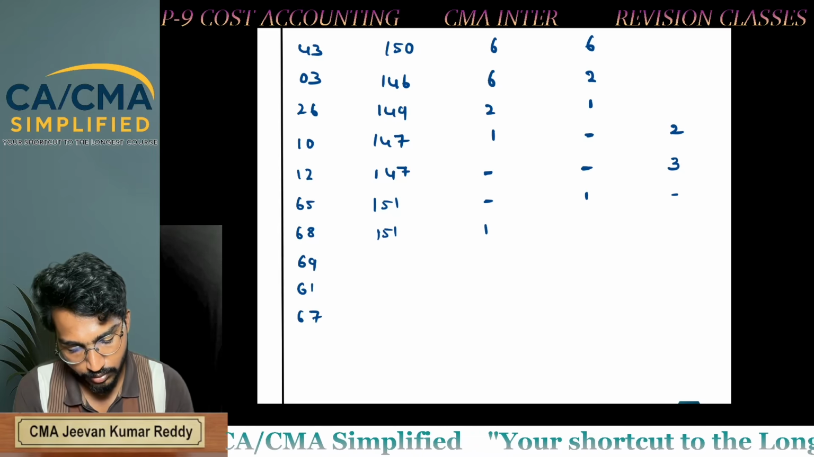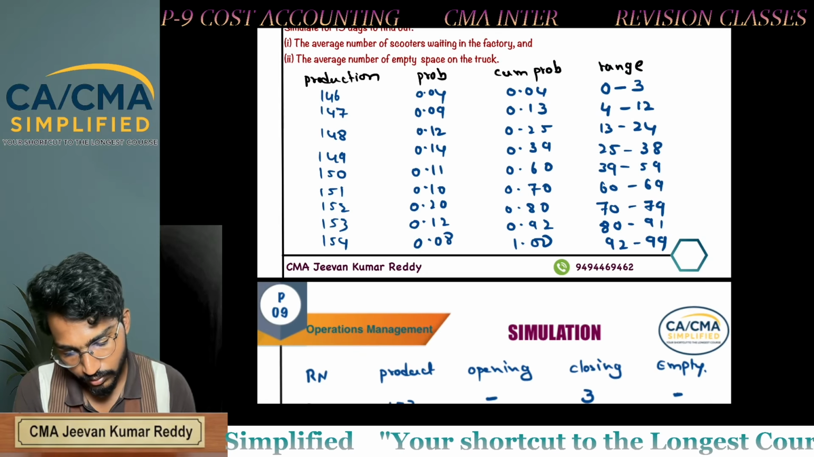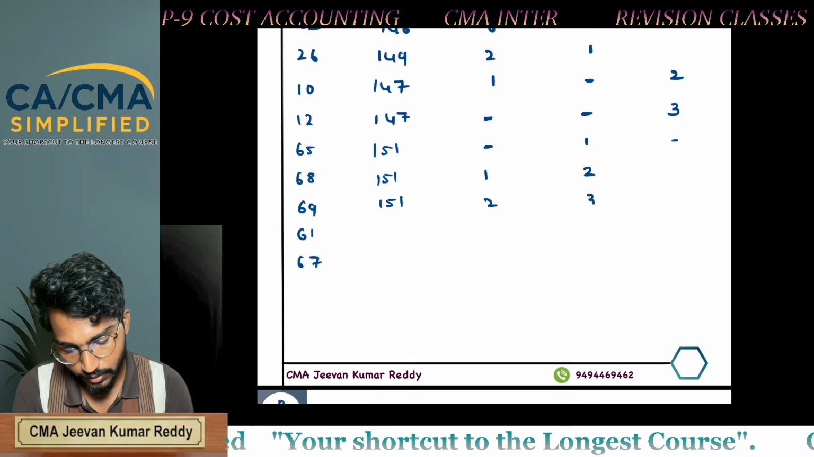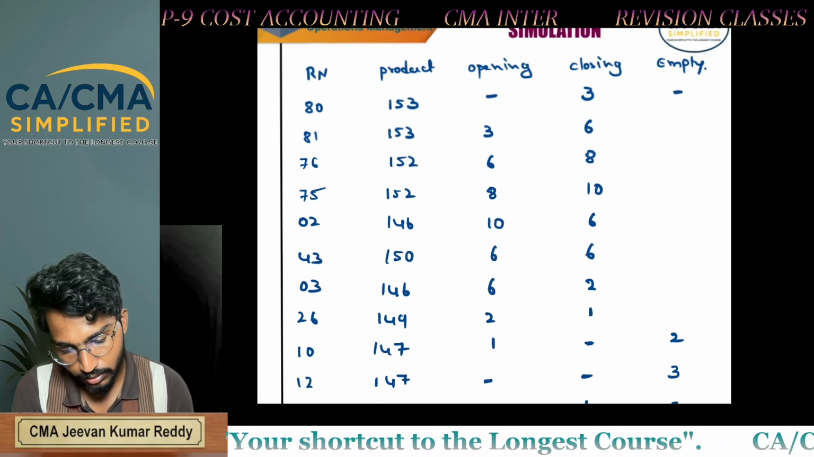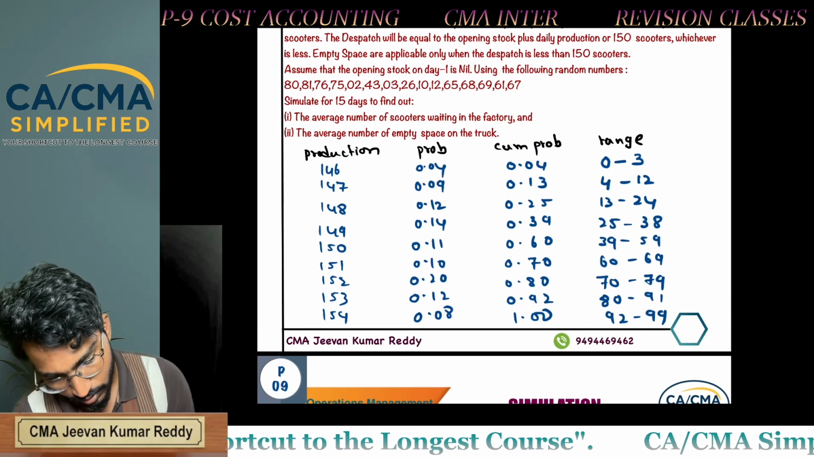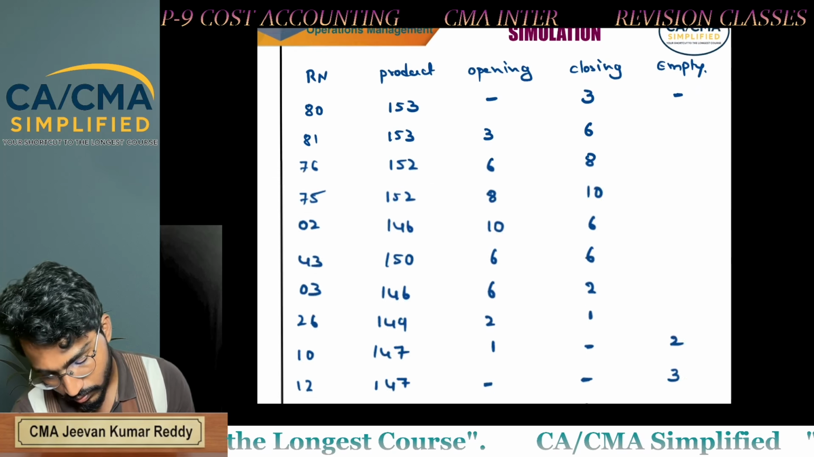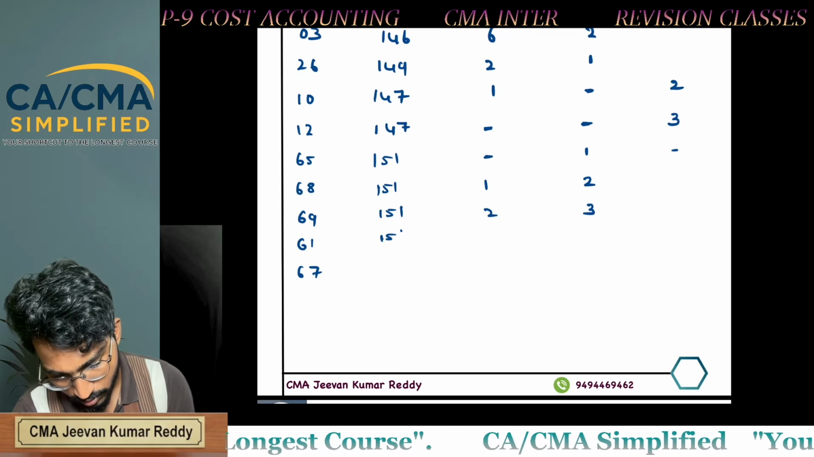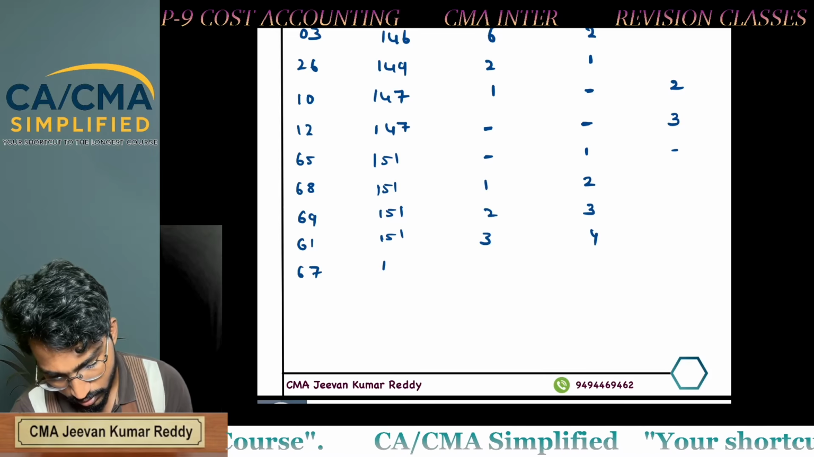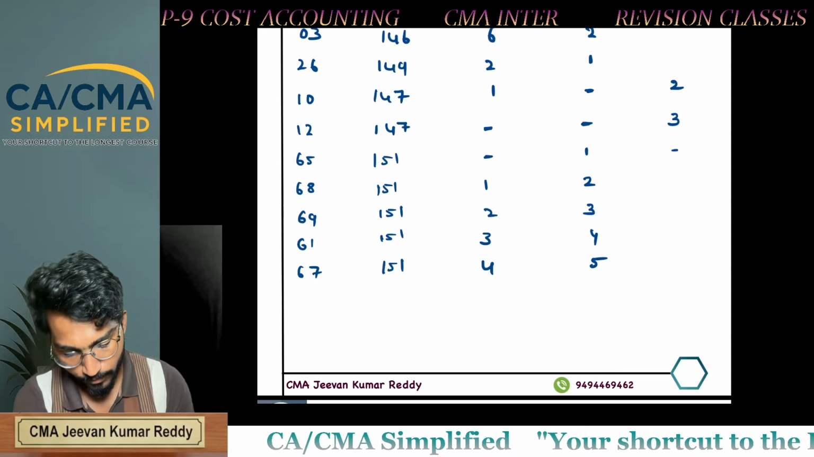151. Opening is 1, 2. Next, 69. 151. 2, 3. Next, 61. 61. That means 151. 3, 4. 67. 151. 3, 4, that is 5.